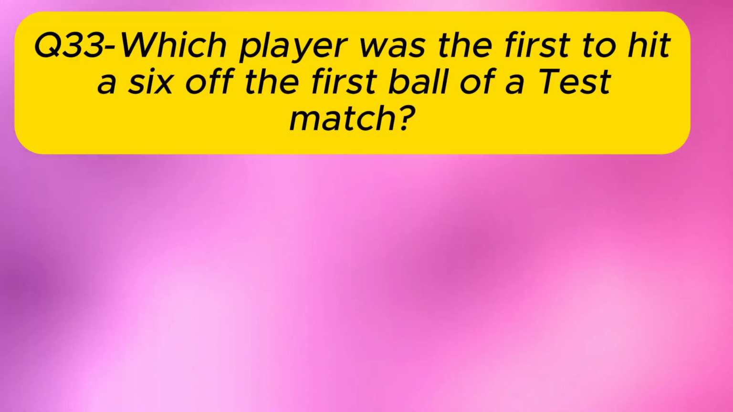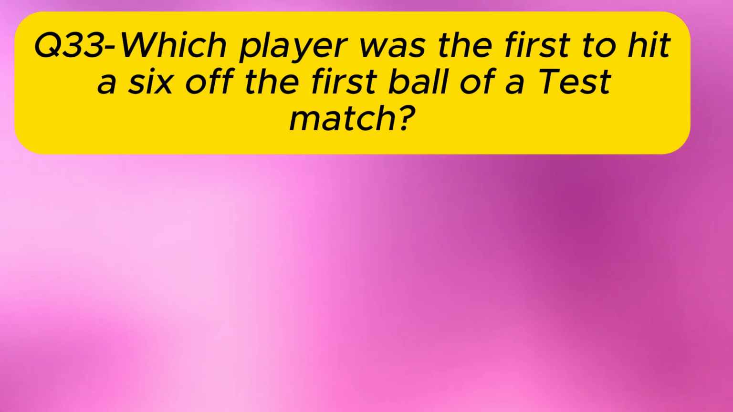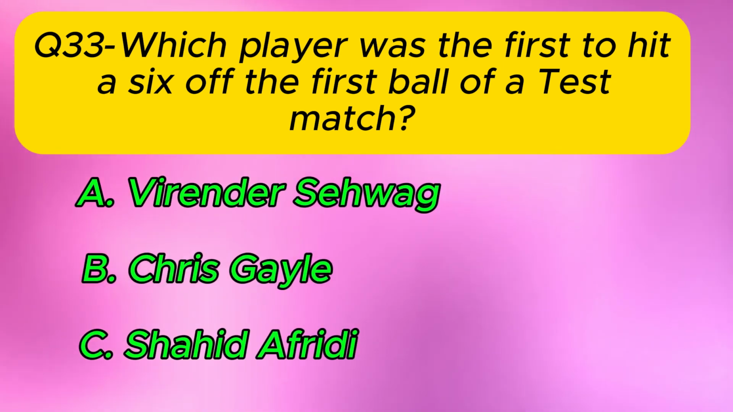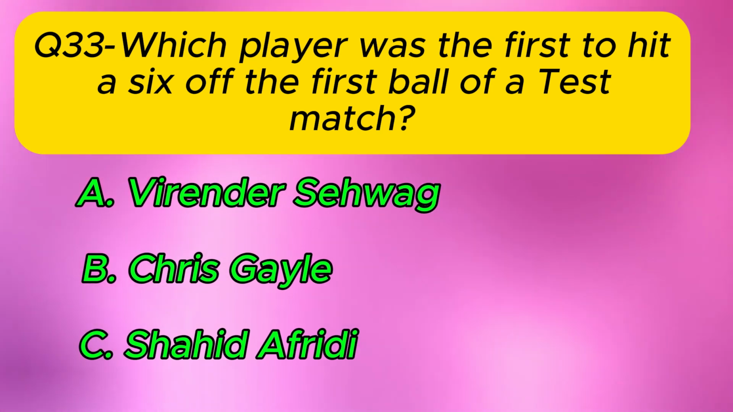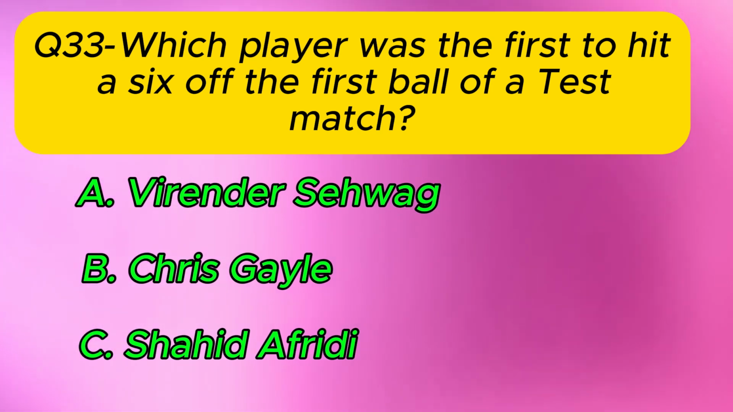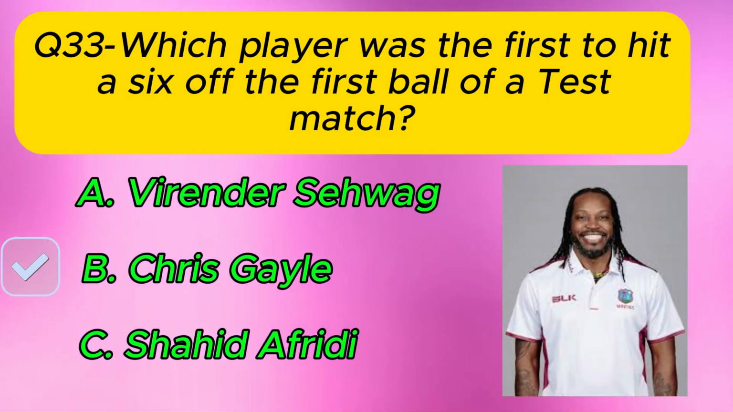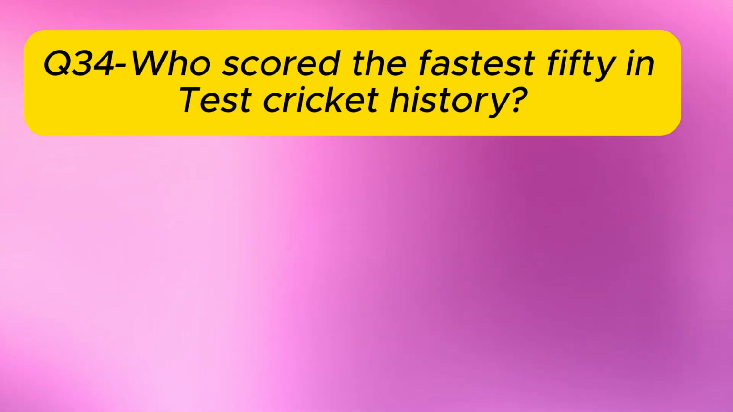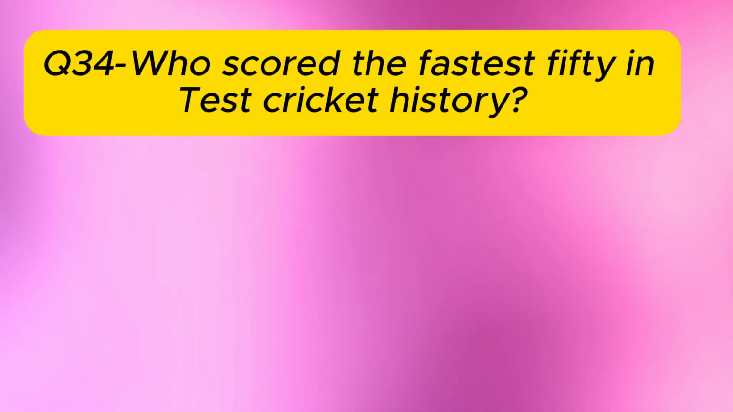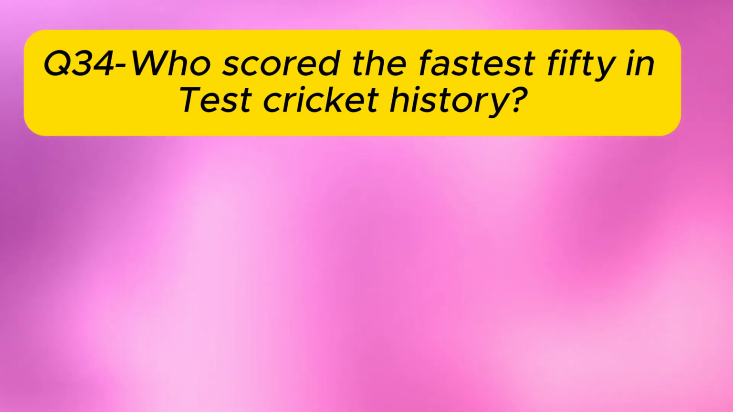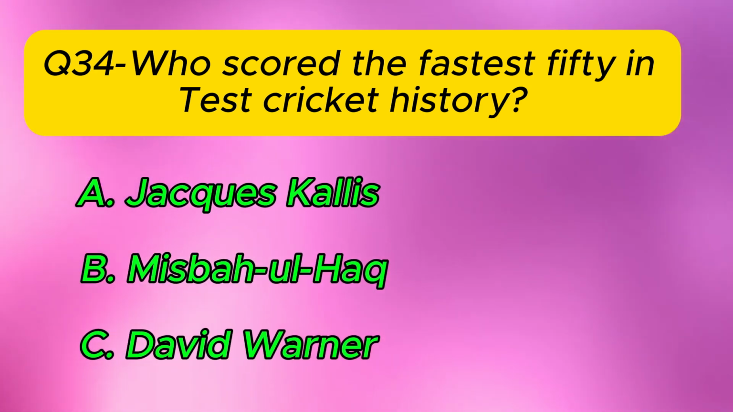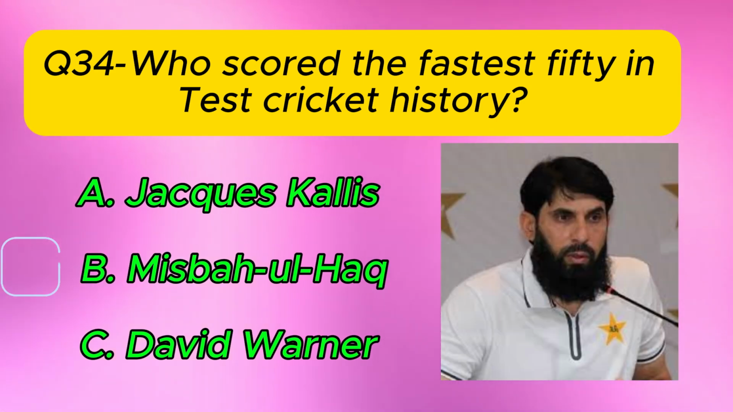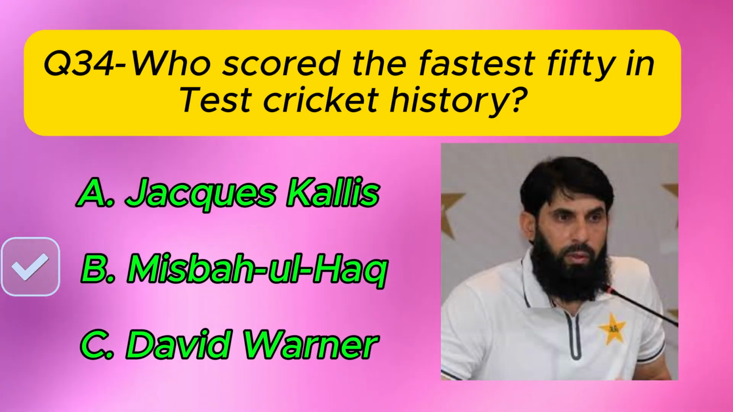Which player was the first to hit a 6 off the first ball of a Test match? Correct answer is option B, Chris Gayle. Who scored the fastest 50 in Test cricket history? Correct answer is option B, Misbah-ul-Haq.